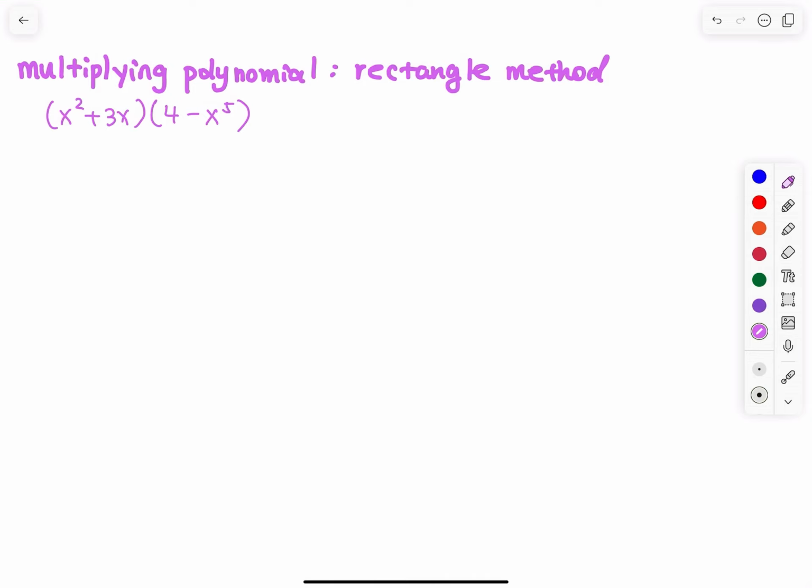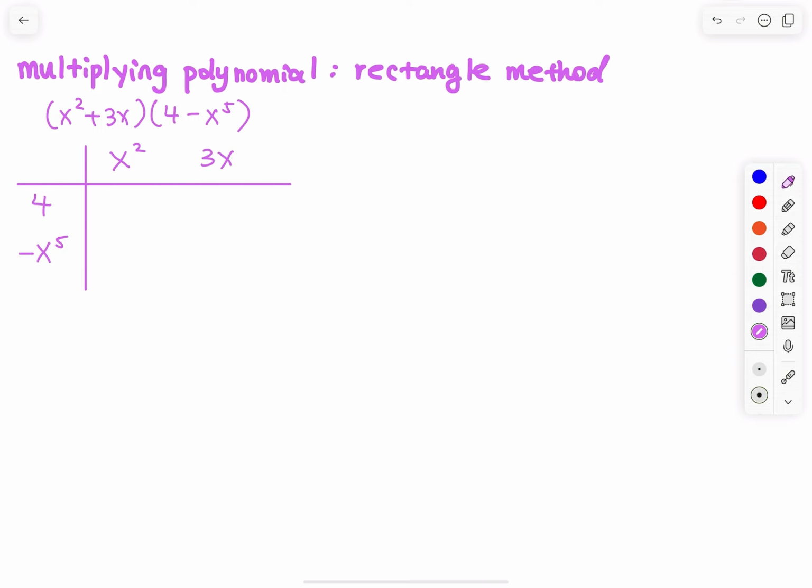Compared to the FOIL method, the rectangle method is much cleaner. So here is how you do it. You have x squared plus 3x multiplied by 4 minus x to the fifth, right? We are not using the FOIL method at this time. So x squared and then 3x, and then the 4 minus x to the fifth. We will create a table like that.